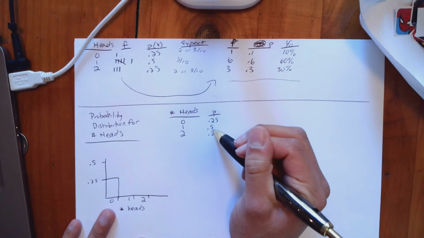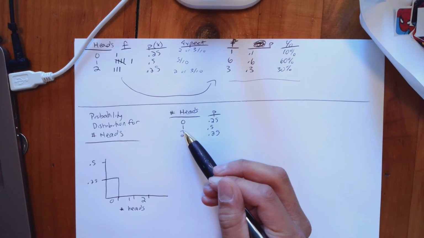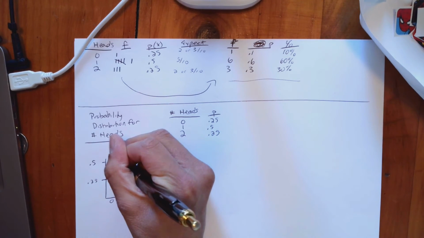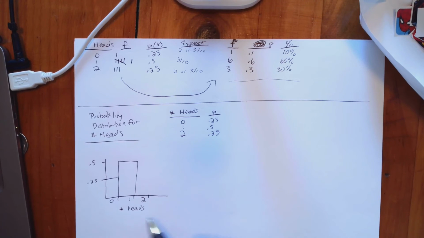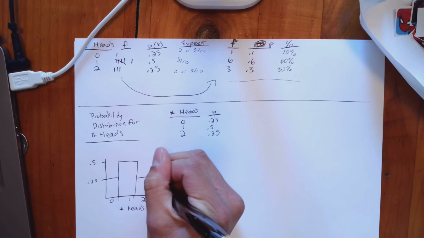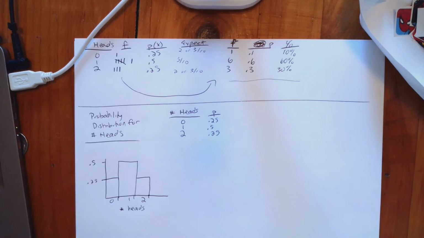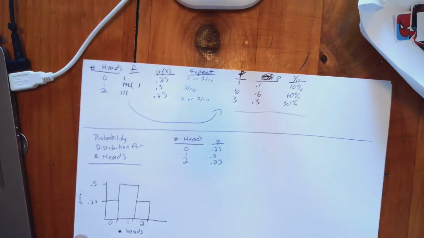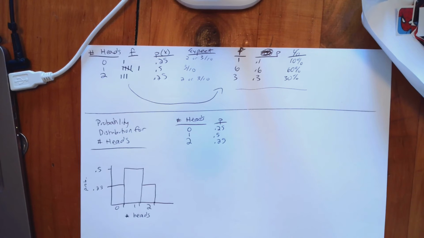Here we're going to see for getting 1 heads, there's a probability of 0.5, so we're going to draw a bar going up from 1 heads to 0.5. And then last but not least, we're going to say for 2 heads, we have a probability of 0.25, so we're going to draw a bar going to 0.25 as well. And on this side, we're going to label this probability. So that's it, we've graphed it.